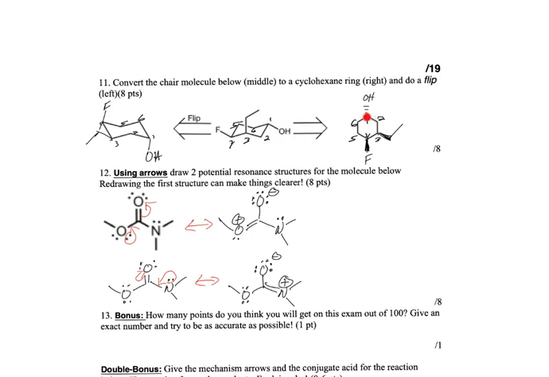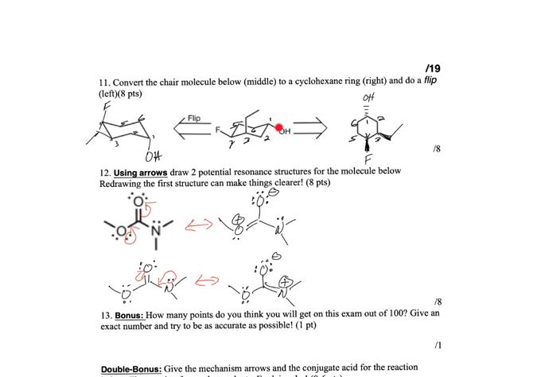OH is down, so I like to make that hatched. On carbon 3, the ethyl, there's 2 carbons here, is wedged, so that's up. And fluorine is up as well on carbon 4. On the ring flip, if you're down, you stay down. If you're up, you stay up. But you switch from equatorial to axial or vice versa.